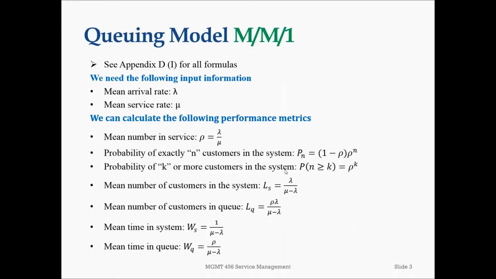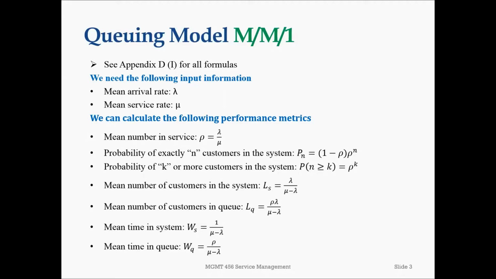There are three types of questions. The first type asks you about a probability. Whenever you see probability, you will have to use these two formulas. For the probability of exactly n customers in the system, we use the first formula. Sometimes the question asks for the probability that there are k or more customers in the system, then you use the second formula. Sometimes you may see different wording: percent of time.